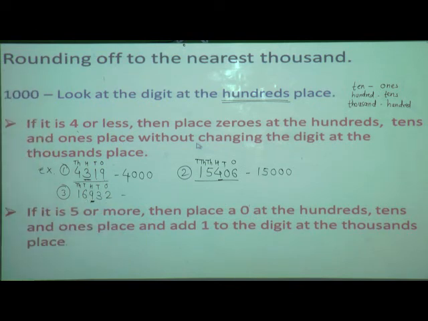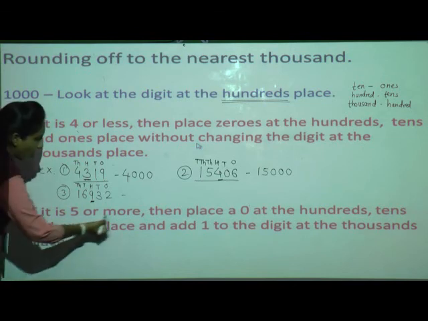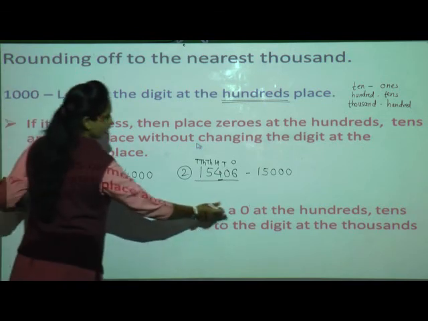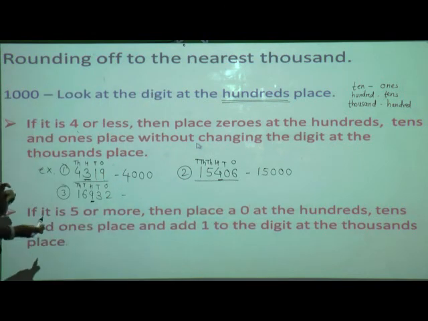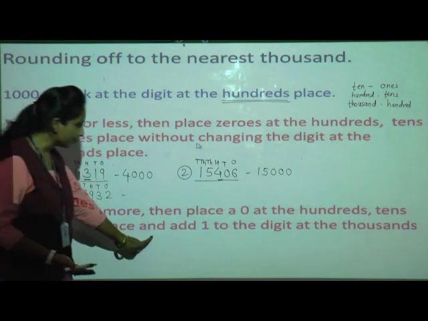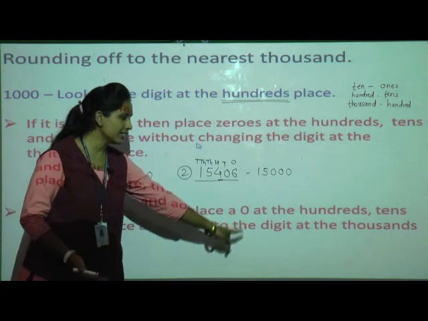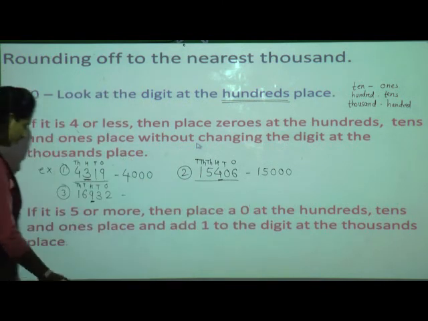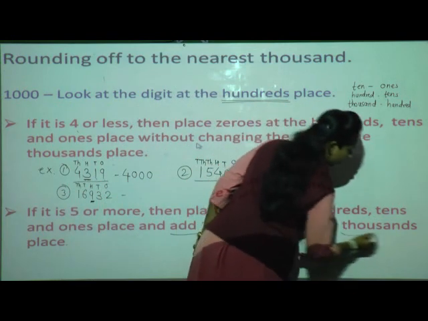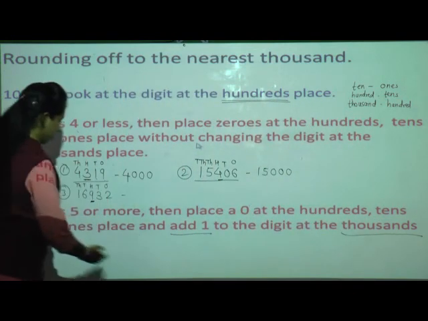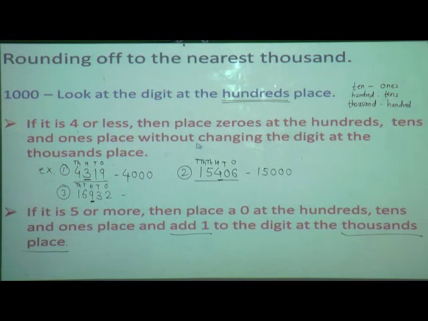9. Now we have seen if it is 4 or less. Now it is 9. Now let us read this. If it is 5 or more, then replace a 0 at hundreds, tens and ones, same. But what we have to do? Add 1 to the digit at thousands place. This is important. Add 1. Where to add? Thousands place. Are you getting? Thousands place.